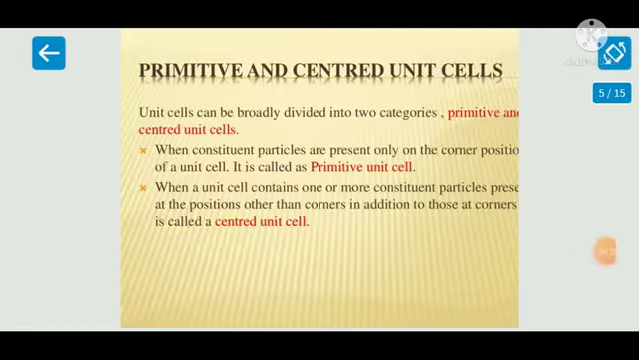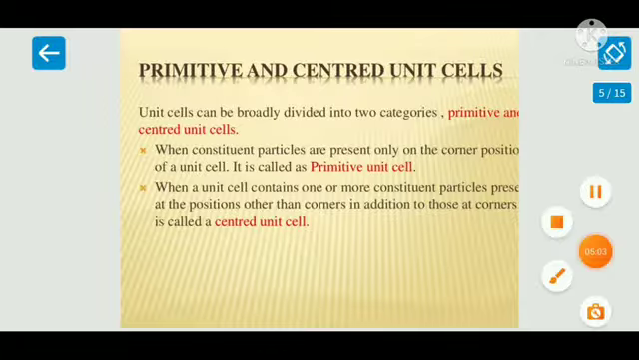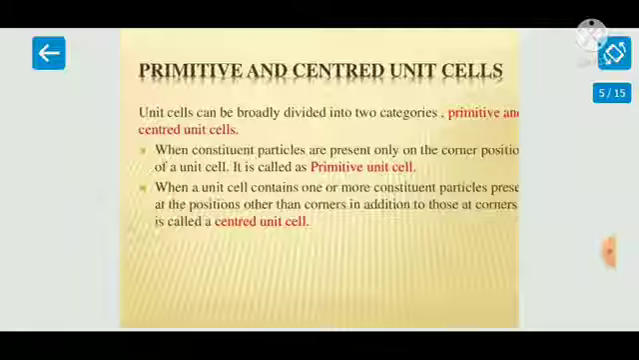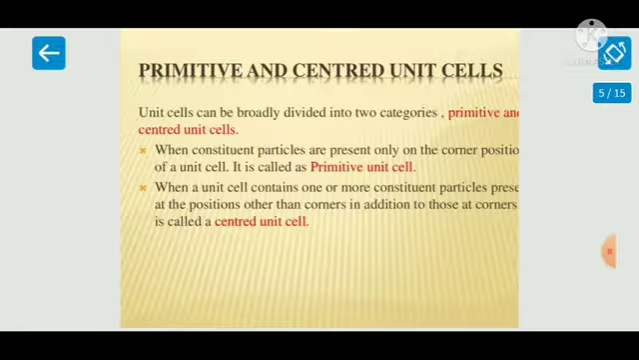A primitive unit cell is a unit cell which has only one lattice point in a crystal. In a centered unit cell, the constituent particles of a crystal lattice are present at positions other than the corners, in addition to those at the corners. So this is the main important point: if constituent particles are present at positions other than the corners in addition to those at the corners, it is known as a centered unit cell.